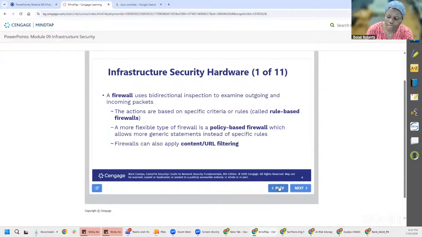All right. Now that we understand the core of the infrastructure, so switches, routers, load balancers, there are also security appliances that organizations put on the network.